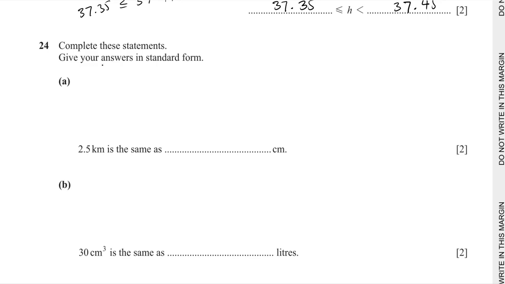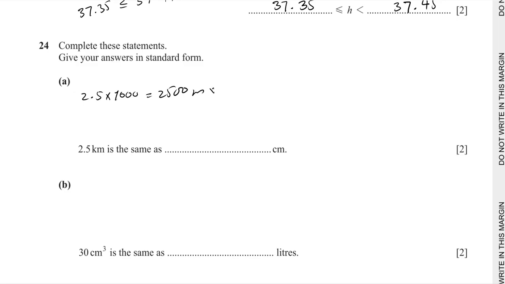Complete these statements. Give your answer in standard form. 2.5 kilometers is the same as how many centimeters? So first we have to know that there are 1,000 meters in 1 kilometer. So we can just change this one to meters first. So we got 2,500 meters.